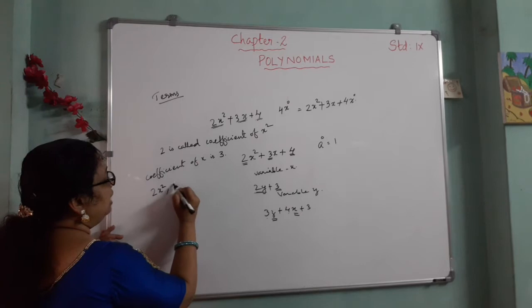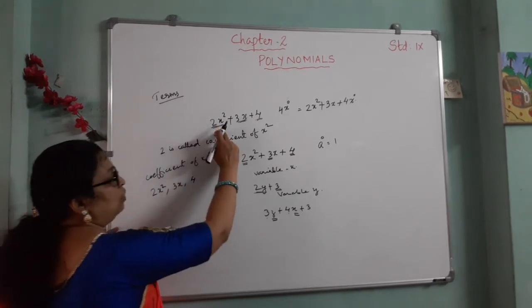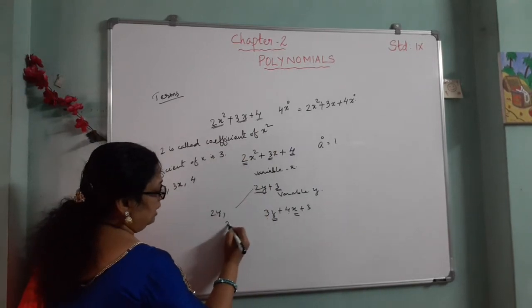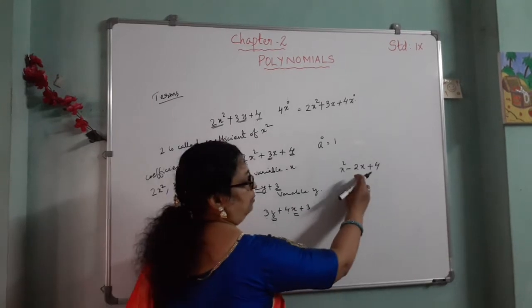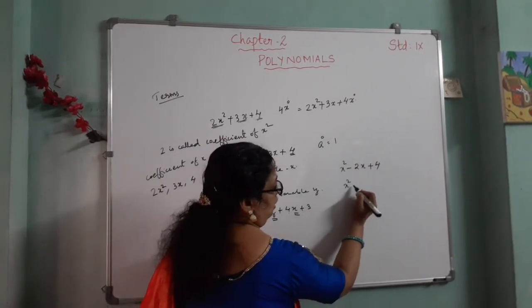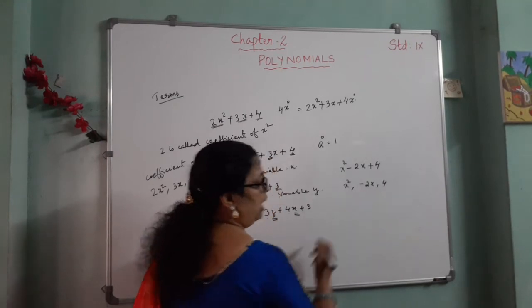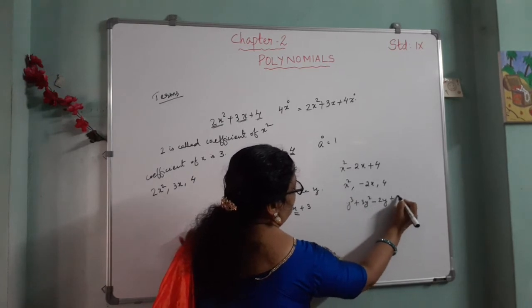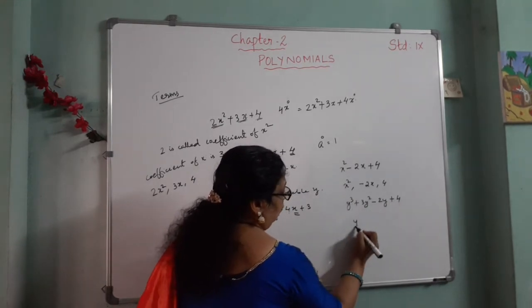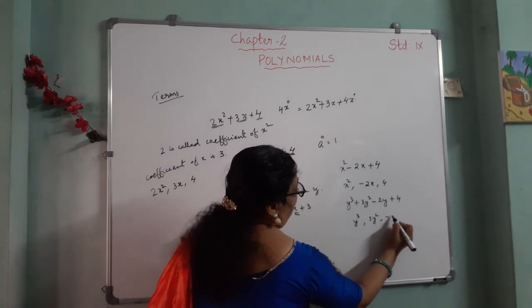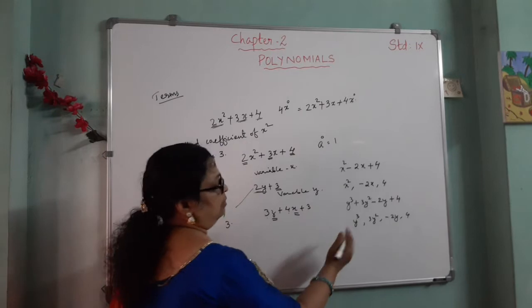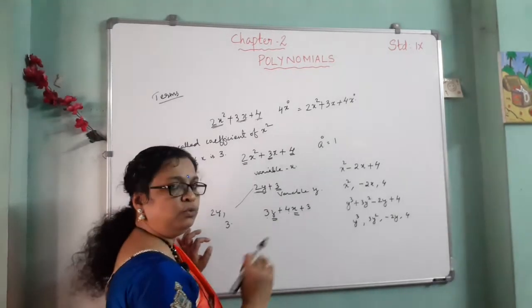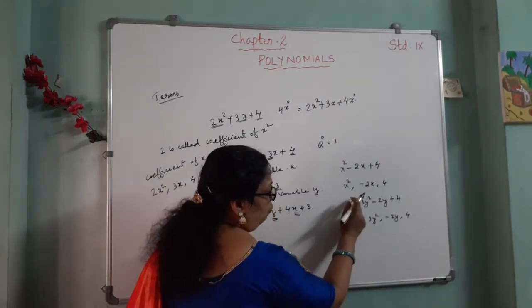That is 2x square, 3x and 4 are the terms of 2x square plus 3x plus 4. Here 2y plus 3, 2y and 3 are the terms. Then x square minus 2x plus 4, that is x square, then minus 2x, then 4 are the terms. Then y cube plus 3y square minus 2y plus 4. Here the terms are y cube, 3y square, minus 2y and 4. These are the terms and the coefficient of y cube is 1. Here nothing is there, it means 1. 1 into y cube is y cube. So here the coefficient of y cube is 1.